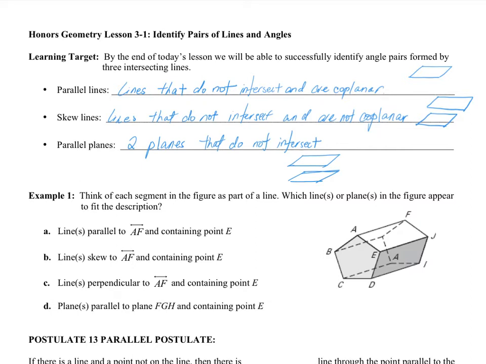First, we have parallel lines. There are lines that do not intersect and are coplanar. So we're talking about this plane with two parallel lines.